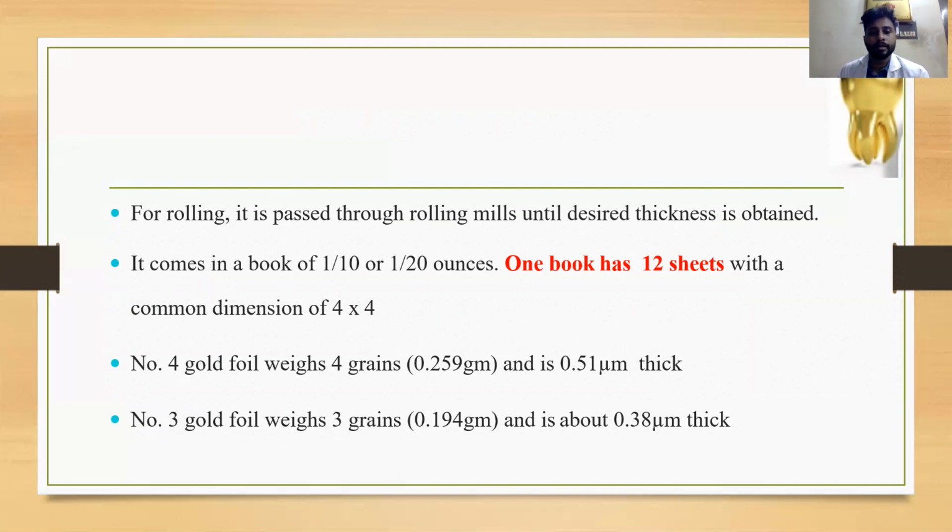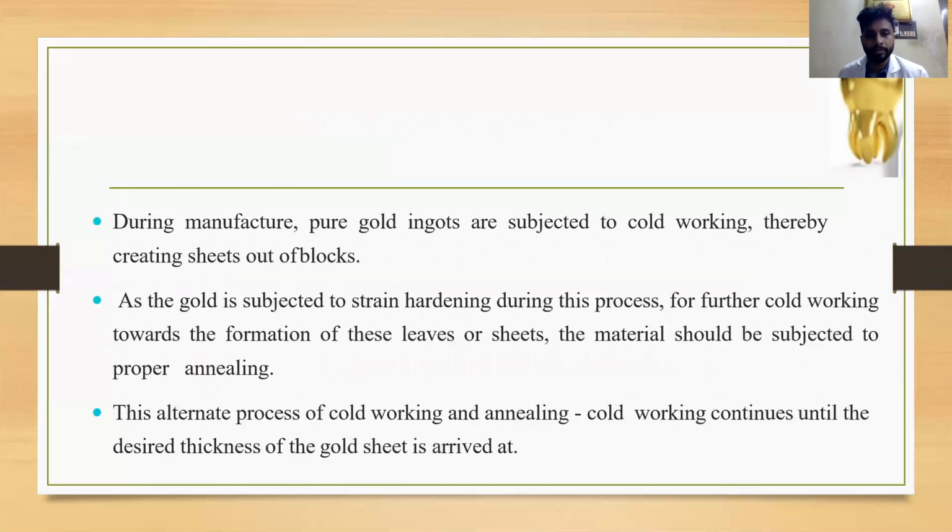It comes in a book of 1 by 10 or 1 by 20 ounces. One book has 12 sheets with common dimensions of 4 by 4. Number 4 gold foil weighs 4 grains and is 0.51 microns thick. Number 3 gold foil weighs 3 grains and is about 0.38 microns thick.